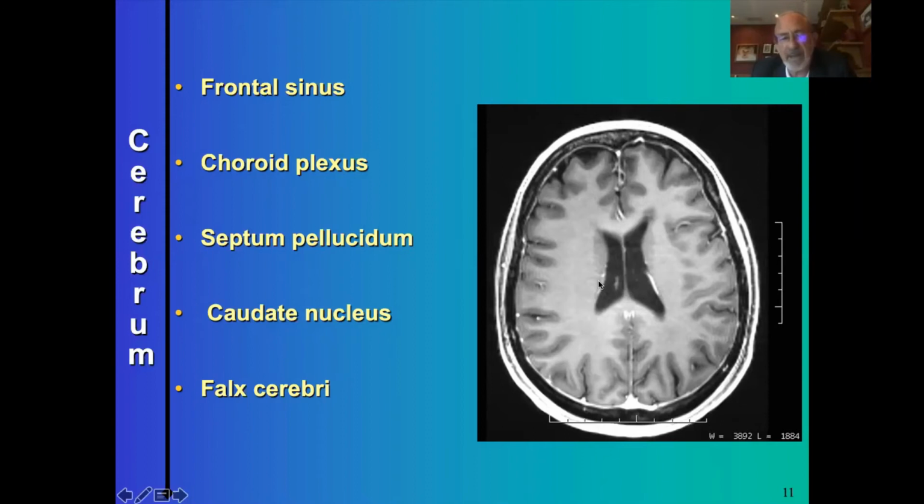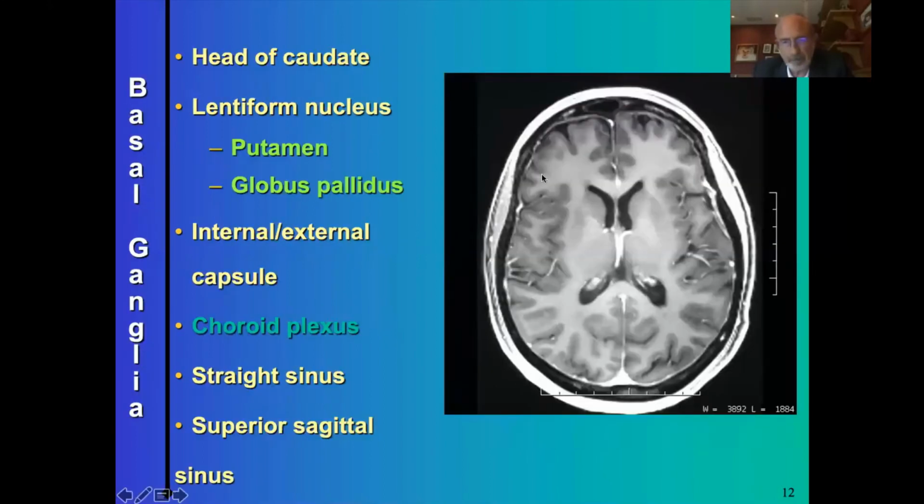The falx cerebri basically is going to be this little white area in this midline portion of the cerebrum. Again, it could be a portion of the falx, it could be a portion of the fissure itself. In some rare cases at this point, you might be able to pick up a little bit of a superior sagittal sinus. We're getting into the basal ganglia area, and this area is really rich in terms of a lot of important landmarks as you work your way down.